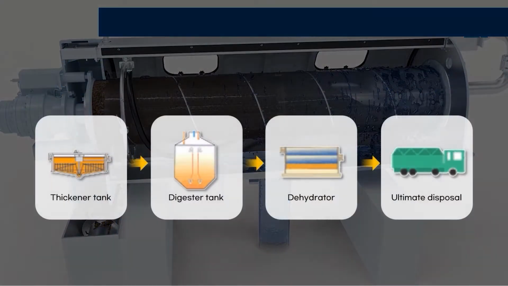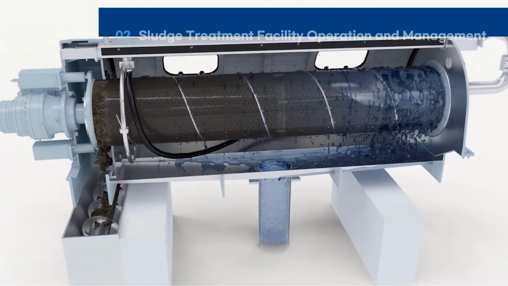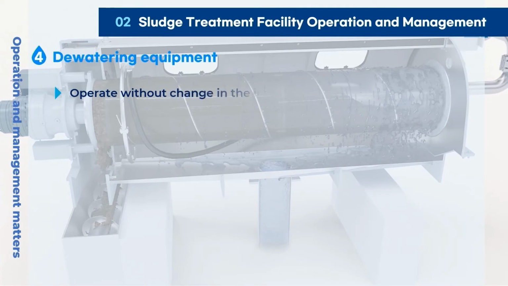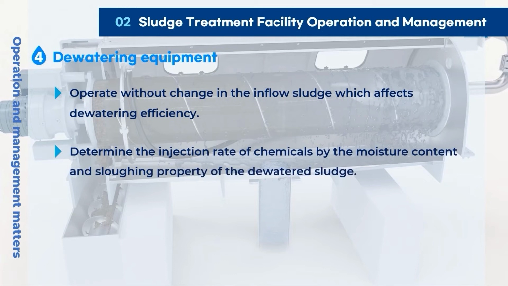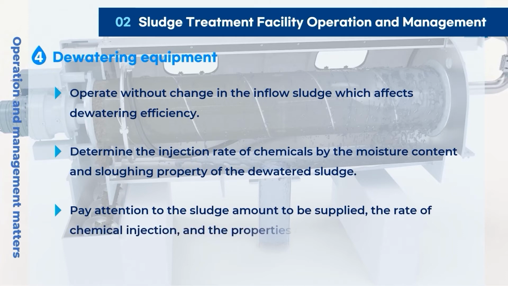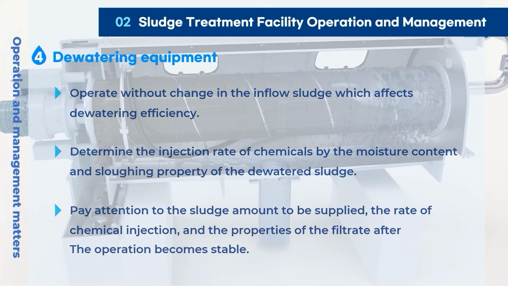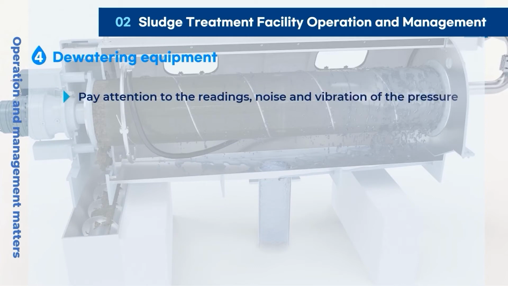The fourth and final process carried out in a sludge treatment facility is dewatering. First, changes in sludge and flow volume to the dehydrator affect dewatering efficiency, so it should be operating without changes in volume. Chemical dose should be chosen with consideration to the water content of the sludge and the dehydrating characteristics of the dewaterer. Once operation stabilizes, attention must be paid to the amount of inflow sludge, chemical dose, and the properties of the dewatering filtrate.